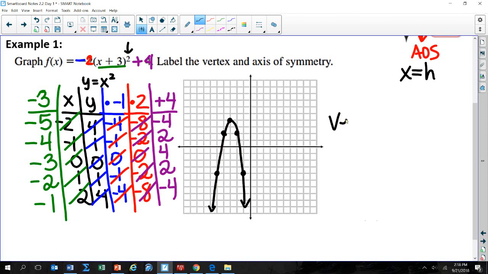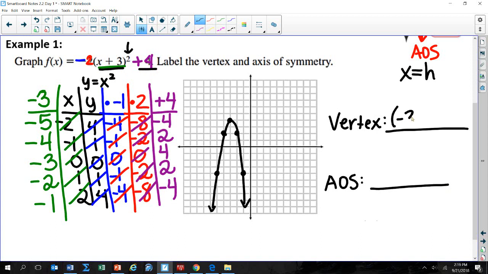It wants me to label my vertex and my axis of symmetry. I honestly could have told you what my vertex is without even doing the XY chart. Everyone see how this was a left 3, up 4 shift? If I'm going left 3, up 4, just from that alone, I know my vertex is (-3, 4).